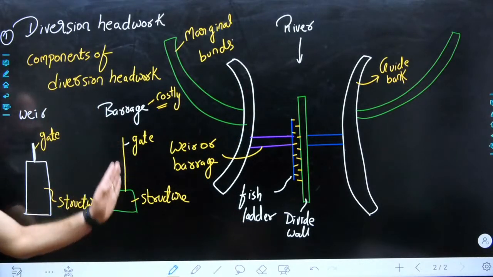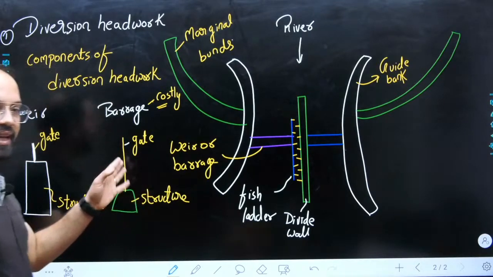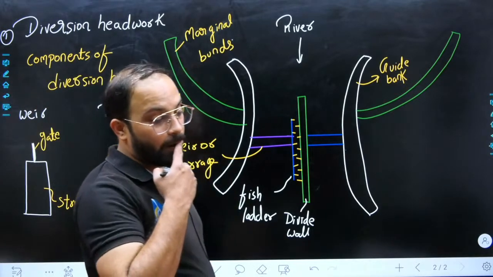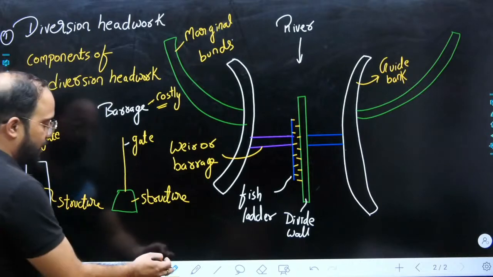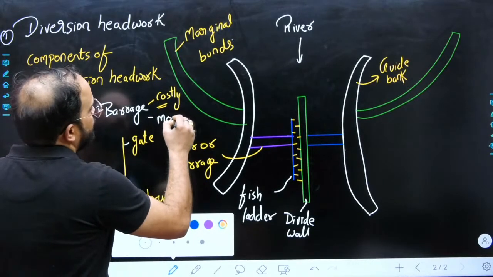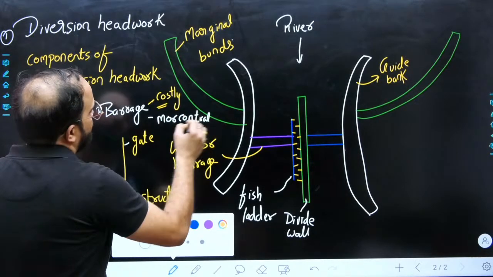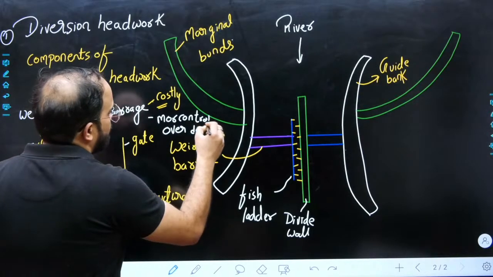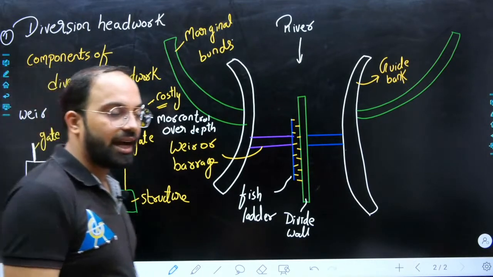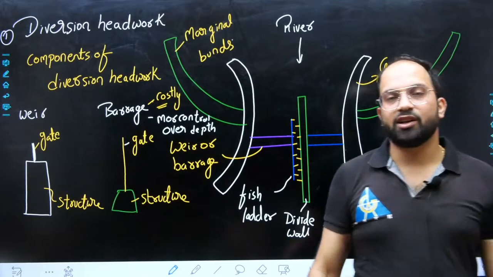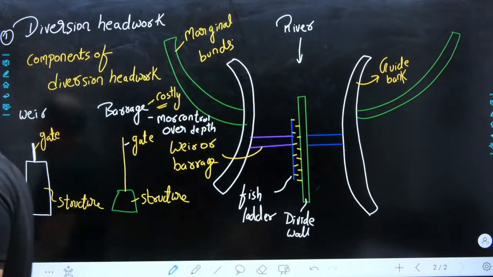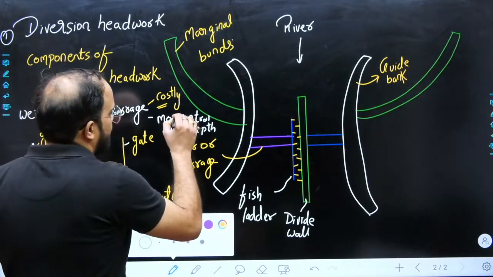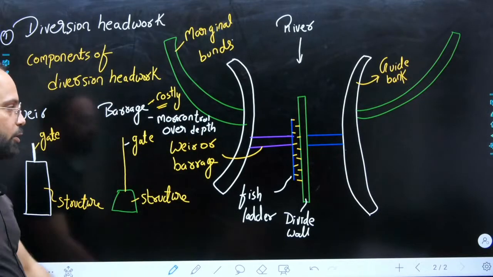We can adjust these gates, so we have more control on a barrage. It is costly, but it provides more control over the depth, because we can adjust the height of the gate. In a weir the adjusting part is very small. So in a weir we have less control, but it is less costly. In a barrage we have more control, but it is costly.